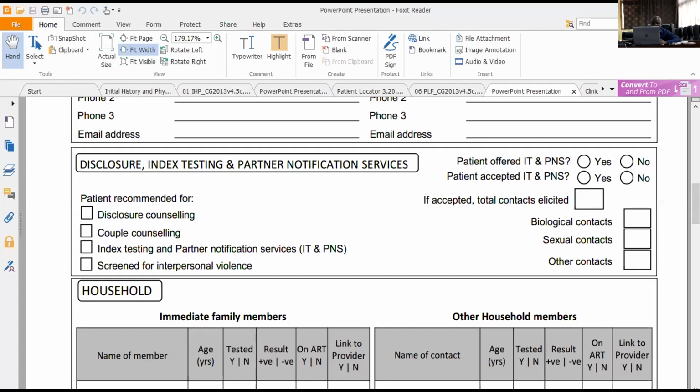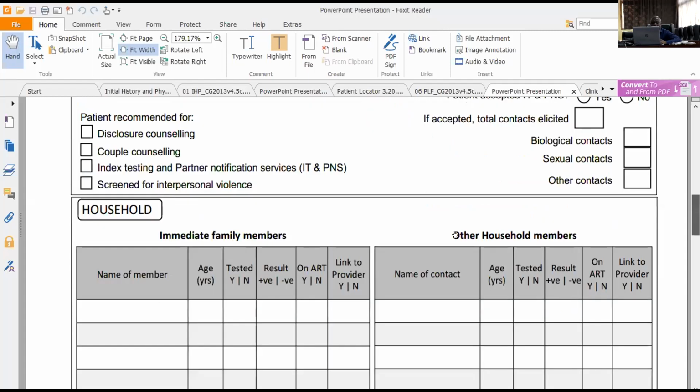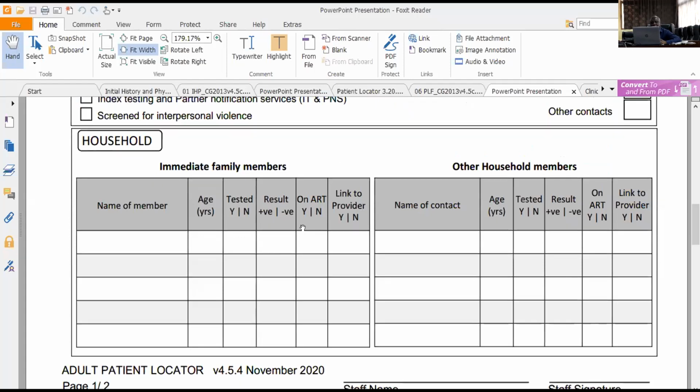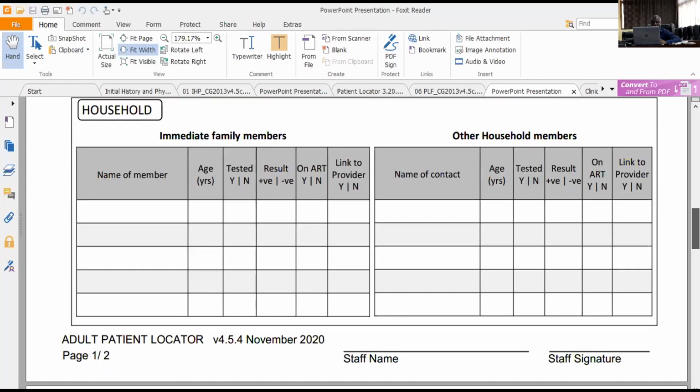So on the household, again, if it's an immediate family member, you have to say whether they were tested and what was the result. And if it was positive, are they on ART, or were they linked to a provider? So that information has also to be captured. And then the other household member, again, the same thing. They ask whether they were tested, what was the result, and are they on ART, and were they linked to a provider? So that is also important on this form.